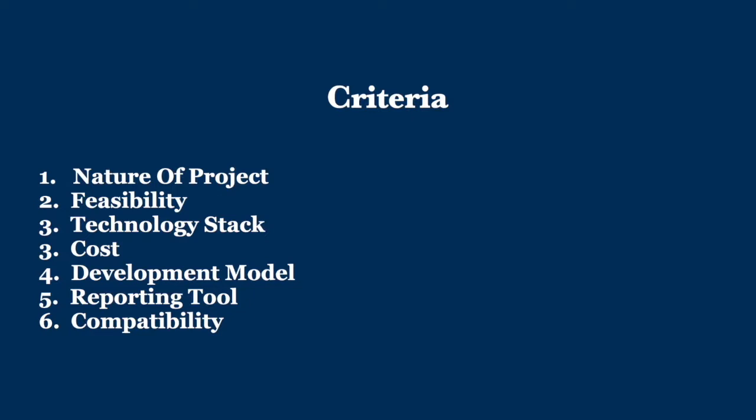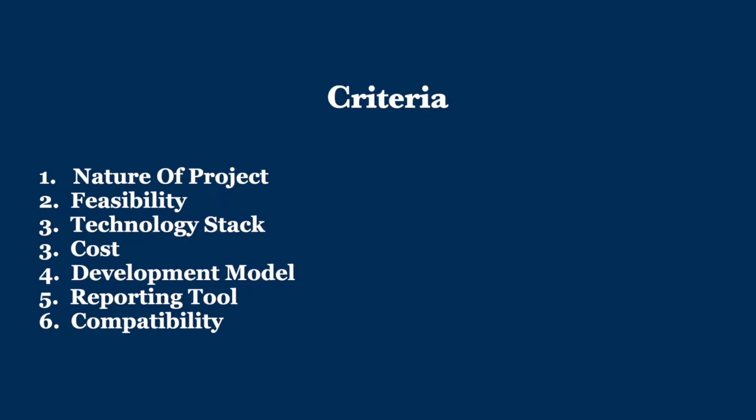The first is the nature of the project. It's a very basic and very first question that should come into your mind before selecting an automation tool. What is the nature of your project, or the nature of the product or application you want to automate? Is it a desktop based application, a web based application, or a cloud hosted application? What kind of application is this? Because when we answer this question, only then can we go for the selection of automation tools.